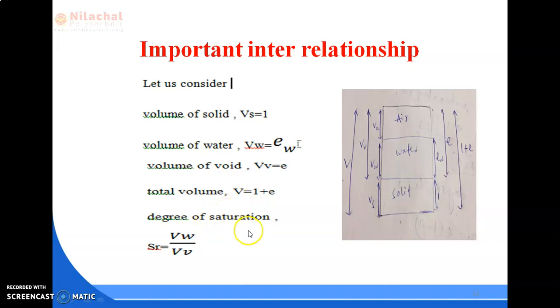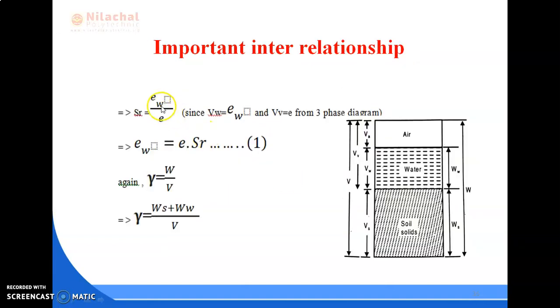Again, for degree of saturation, SR equal to, we know, Vw by Vb. So in the next step we change these values. In place of Vw we write Ew, in place of Vb we write E. So this is Ew by E, or implies Ew equal to E into SR. Give it equation 1.